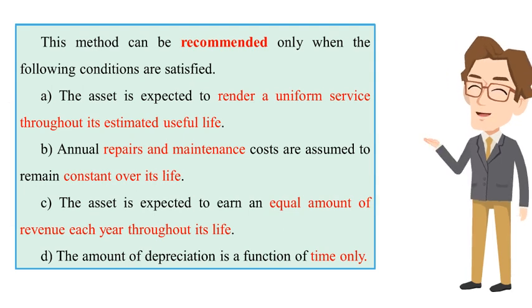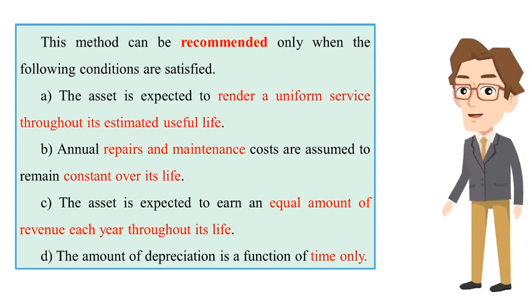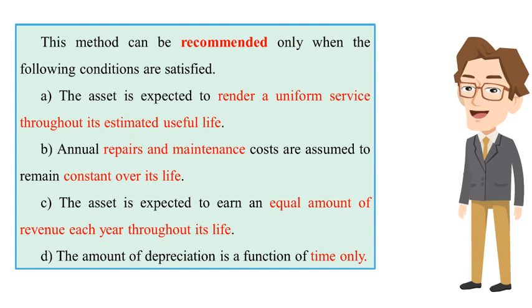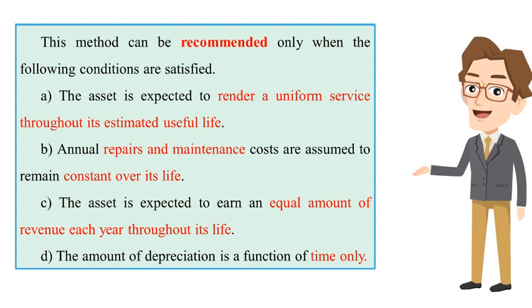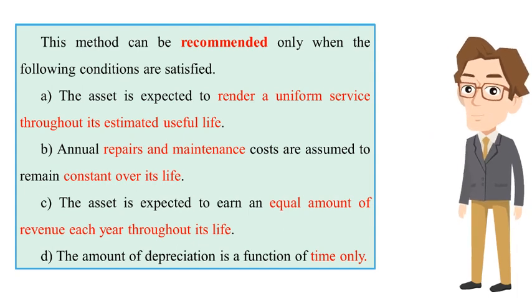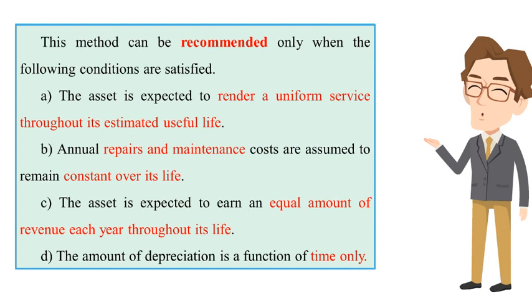This method can be recommended only when the following conditions are satisfied. A. The asset is expected to render a uniform service throughout its estimated useful life. B. Annual repairs and maintenance costs are assumed to remain constant over its life. C. The asset is expected to earn an equal amount of revenue each year throughout its life. D. The amount of depreciation is a function of time only.